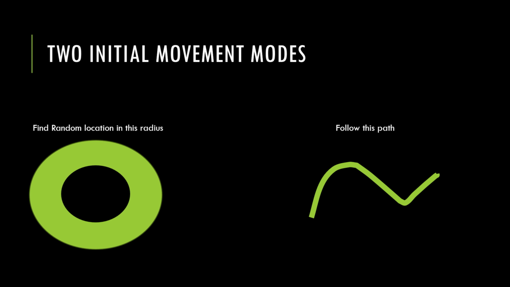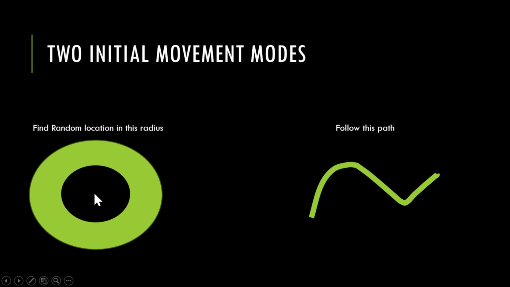We then set off to look at two different movement modes. The first mode is where we wanted to allow an AI to find a random location inside a radius, and we didn't want it to be too close. If you think about this picture, we have a radius around the character that we're going to allow him to move to, but we also have an inner radius where we don't want the next movement.